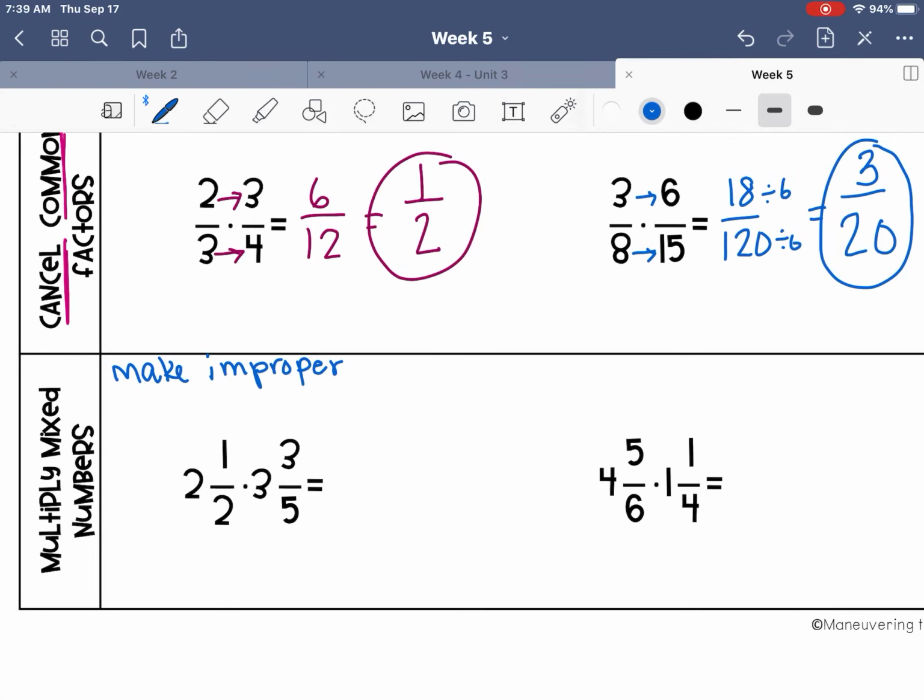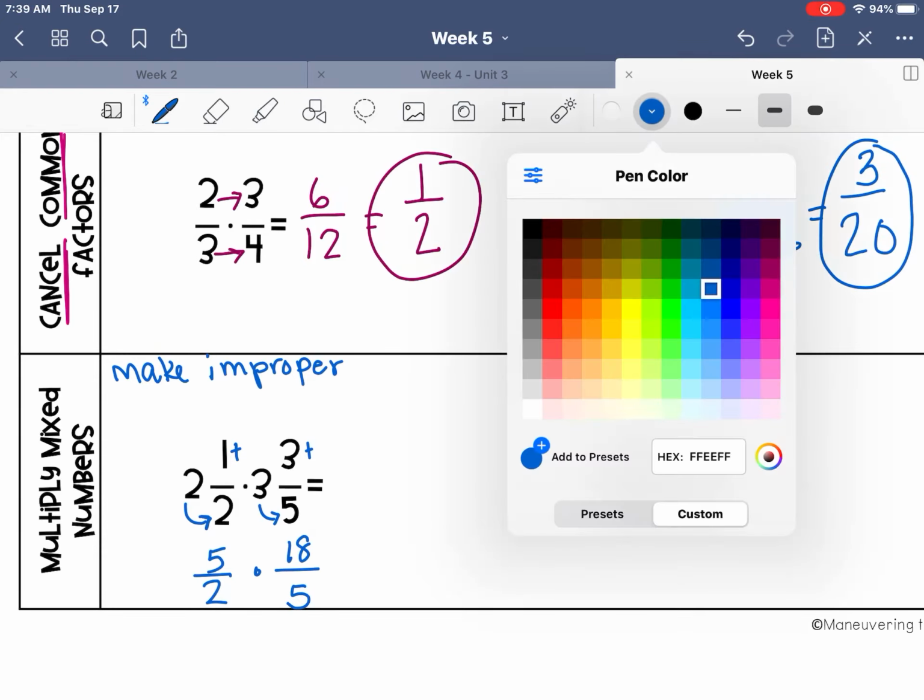2 and 1/2 times 3 and 3/5. Make them improper. Multiply the whole number times the denominator and add the numerator. 2 times 2 is 4. 4 plus 1 is 5. This becomes 5 over 2. Then 3 times 5 is 15, and 15 plus 3 is 18. This becomes 18/5.